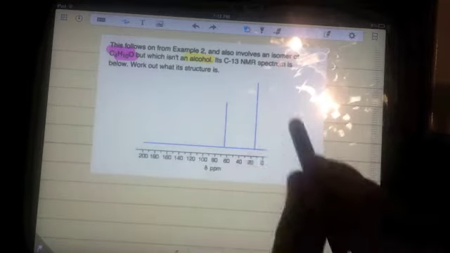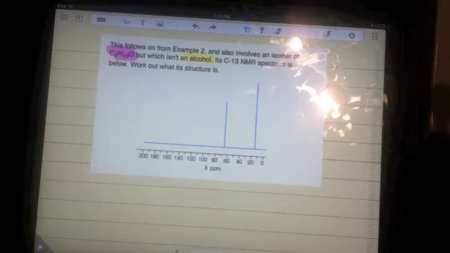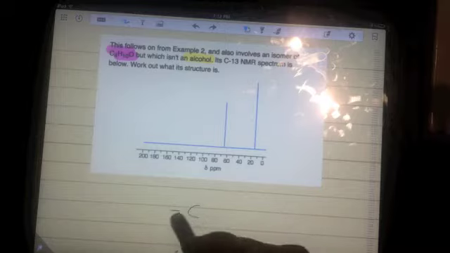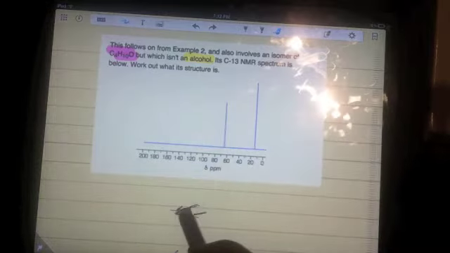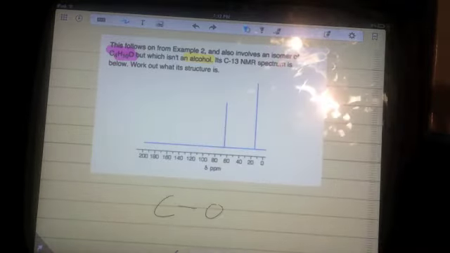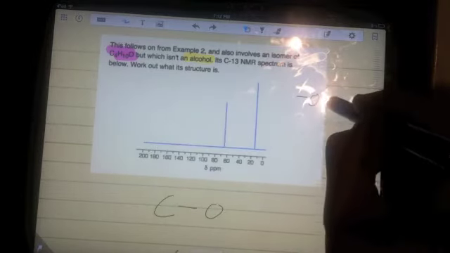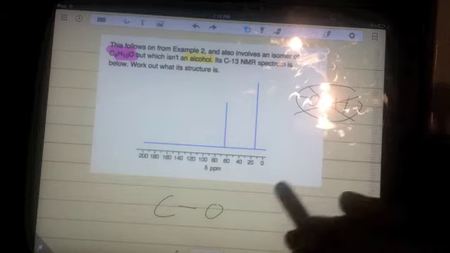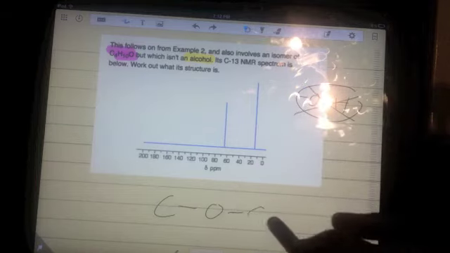We look at our chemical shifts and we see that it's in this region, so that O must be bonded to a C. So it must be C bonded to O somehow. And it's not an alcohol, that means it can't be OH, so what it has to be is going to be bonded to another carbon.